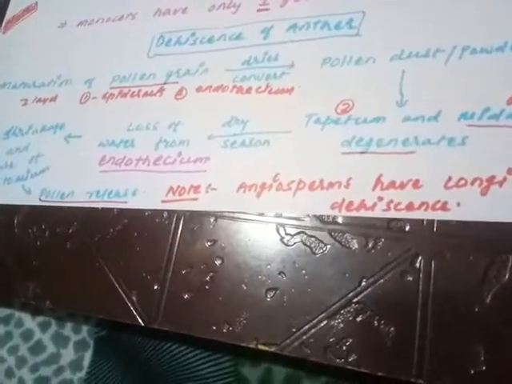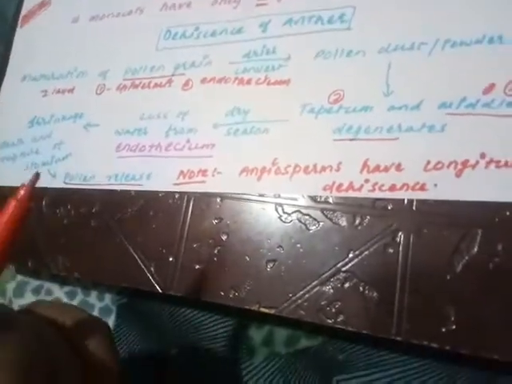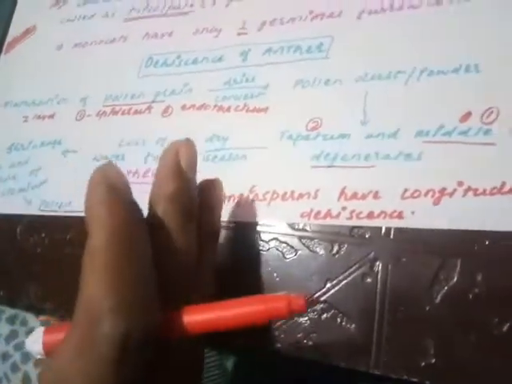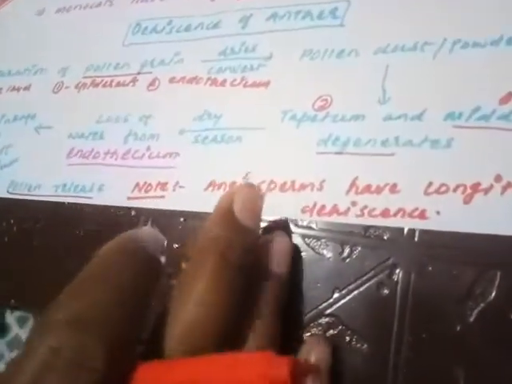As soon as the dry season comes, water evaporates from the endothecium also. Due to that, the endothecium shrinks and dies, and creates extra pressure on the stomium, which bursts and the pollen grains are released. That is the dehiscence of anther. Now the pollen grains are liberated in the atmosphere and ready for pollination.